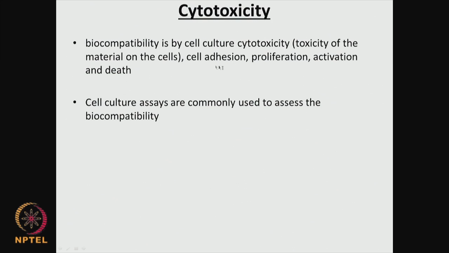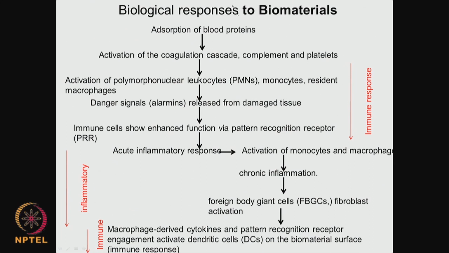Then cytotoxicity: biocompatibility is assessed by cell culture cytotoxicity. What we do is test the cells and see whether the cells are able to live or get killed, and we look at cell adhesion, proliferation, activation and death. These studies help you understand whether the material is cytotoxic or whether the leachants from the biomaterial are also cytotoxic. Generally this is done with cell culture assays. We did talk about it a couple of classes back, if you remember.